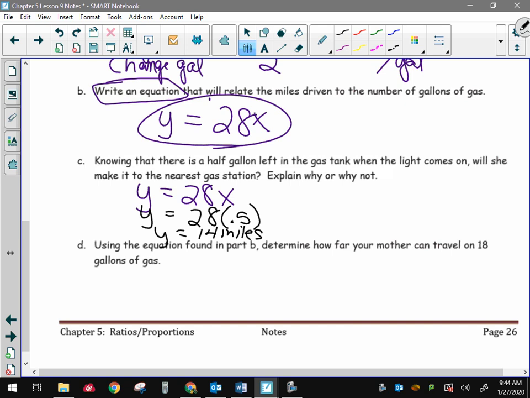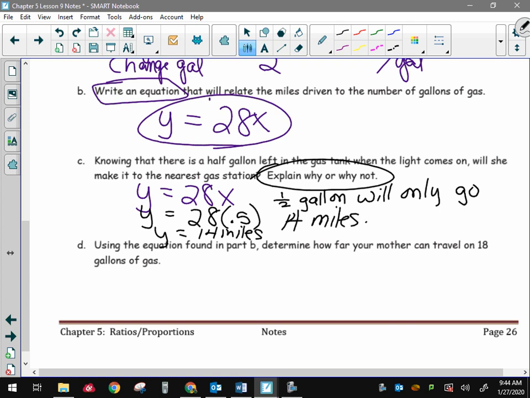Oh my gosh. Will she make it to the gas station? Mason says a half a gallon will only go 14 miles. Mom won't make it. You don't have to have my exact words, but you can't just write, she won't make it. You have to explain it, so you need a sentence.